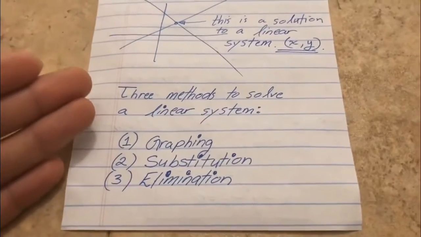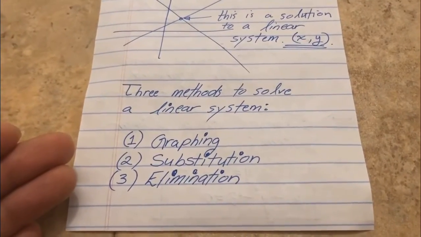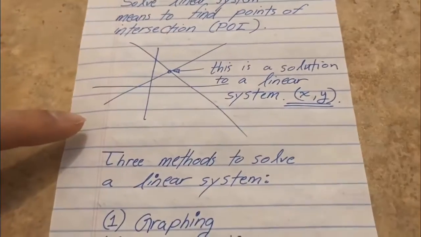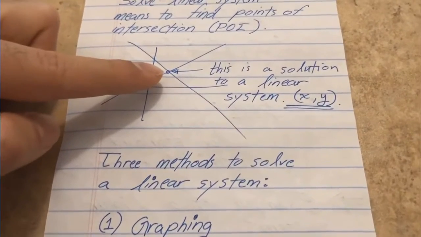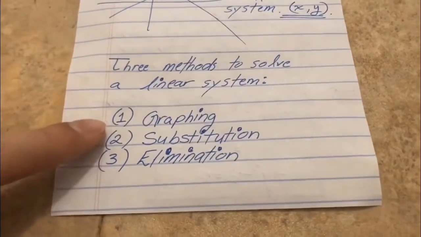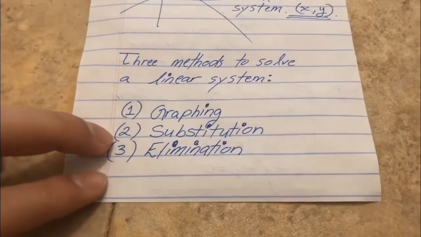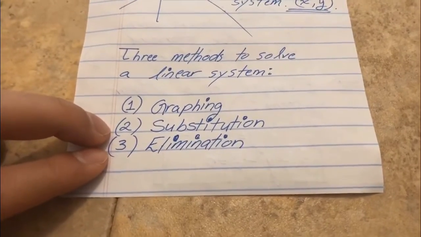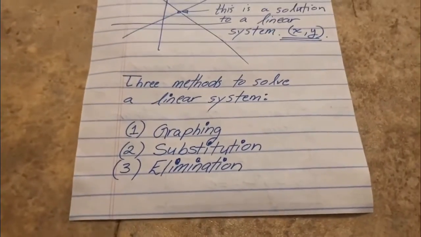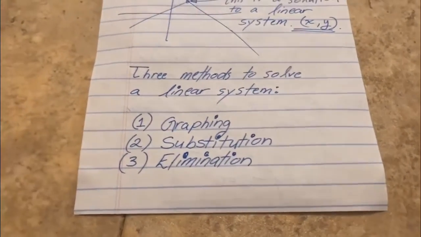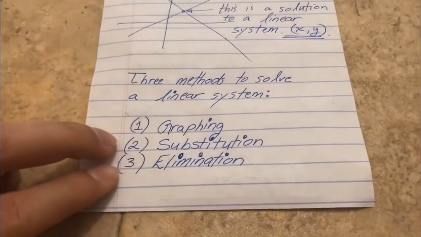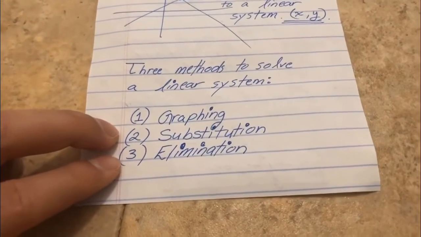Now, what are the three methods we use in this section to solve a linear system? Clearly, I can graph two lines and eyeball where they intersect, meaning eyeball the x and y coordinate in which they intersect. That's called graphing. There are two methods, number 2 and number 3, that involve algebraically, meaning mathematically, determining where they intersect, using addition, subtraction, substitution, all that stuff. These two methods are called substitution and elimination.